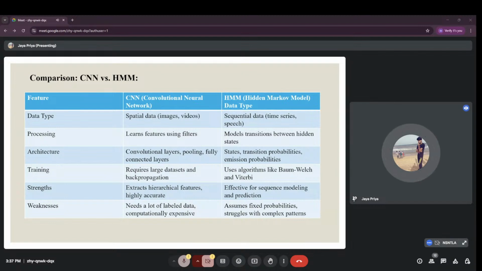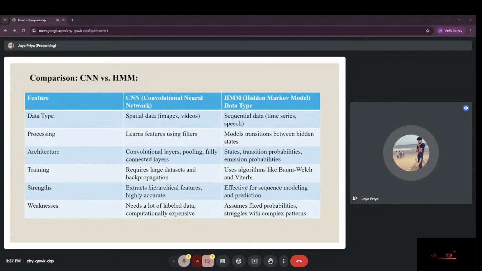Next, the architecture of a convolutional neural network has convolution layers, pooling layers, and fully connected layers. But the Hidden Markov Model has hidden states, transition probability, and emission probability. Training of a convolutional neural network uses backpropagation and gradient descent for large data. But Hidden Markov Models use probability-based methods like the Baum-Welch algorithm, used for small data.